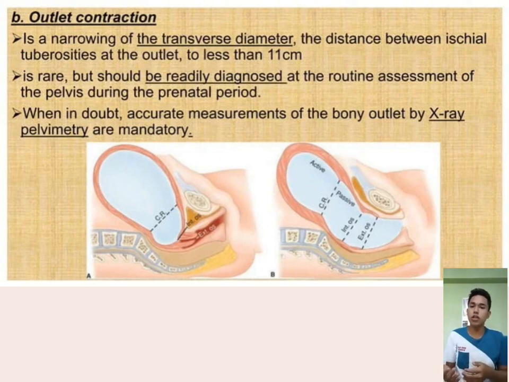If in inlet contraction the anterior-posterior diameter is small, here in outlet contraction the transverse lie of the pelvis becomes narrow, or the side-to-side diameter of the pelvis is narrowing. It is rare but should be diagnosed during prenatal checkup so that the nurse can address the situation early. We can have X-ray pelvimetry. It can be done to ensure accurate findings or measurement of the outlet pelvis.